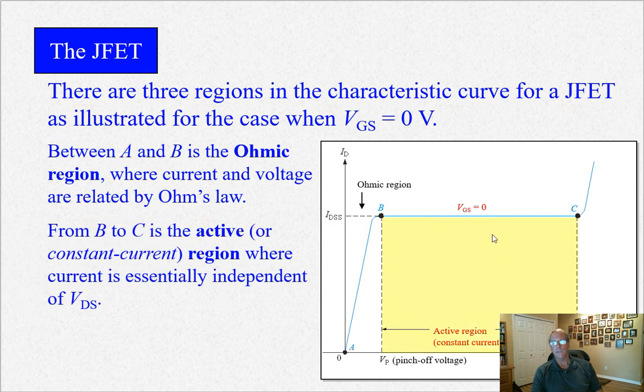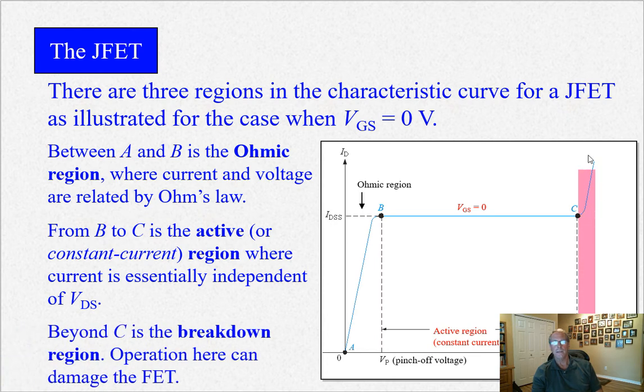When we get into this region, it's a constant current area. In other words, IDSS in this case is constant, even though you're increasing VDS, it's still the same current. And then when you get past over here, this is breakdown. That'll cause damage to the FET. If you get too high of VDS, you'll eventually break it down.